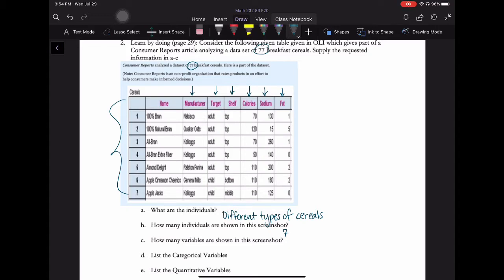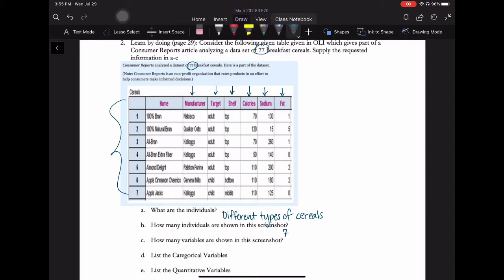Shelf is where it's located in the grocery store. It's actually strategized where sugary cereals will be lower at kids' level so that they would try and encourage their parents to buy it, and all of the more healthy cereals like natural brand and All-Bran are at the top. So notice that Cinnamon Cheerios is at the bottom and Apple Jacks is at the middle.